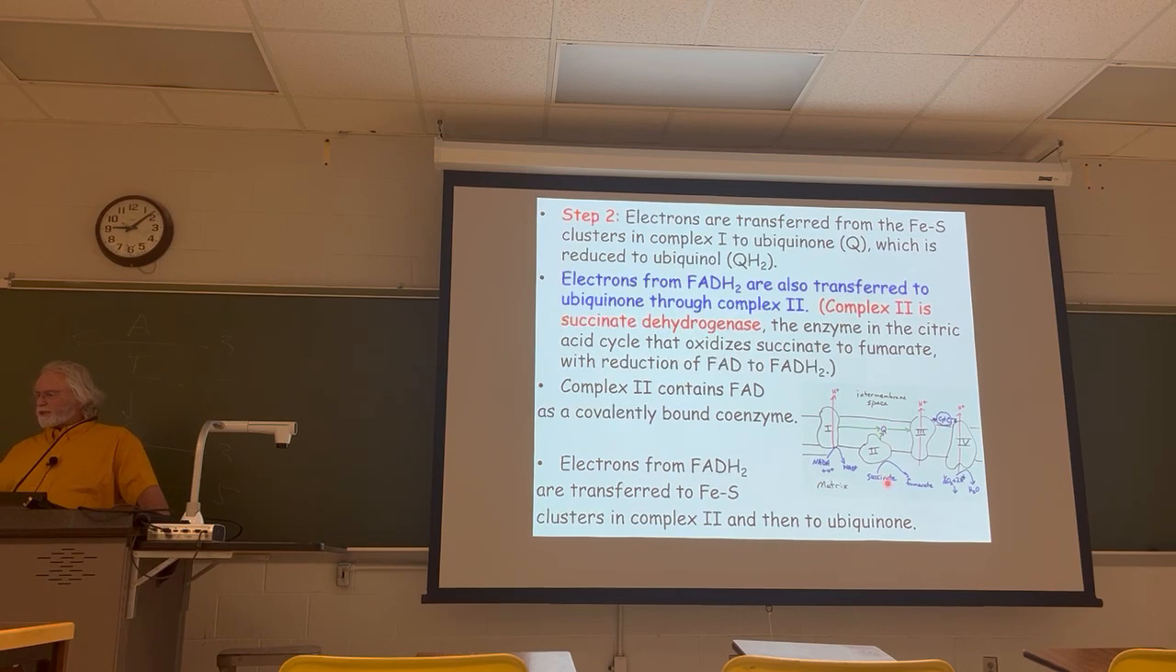An important thing to see is that the electrons from FADH2 skip the first protein complex. And so that's the reason that they make less ATP. They provide less energy for making ATP because they don't go through complex 1, which is pumping protons to the intermembrane space.